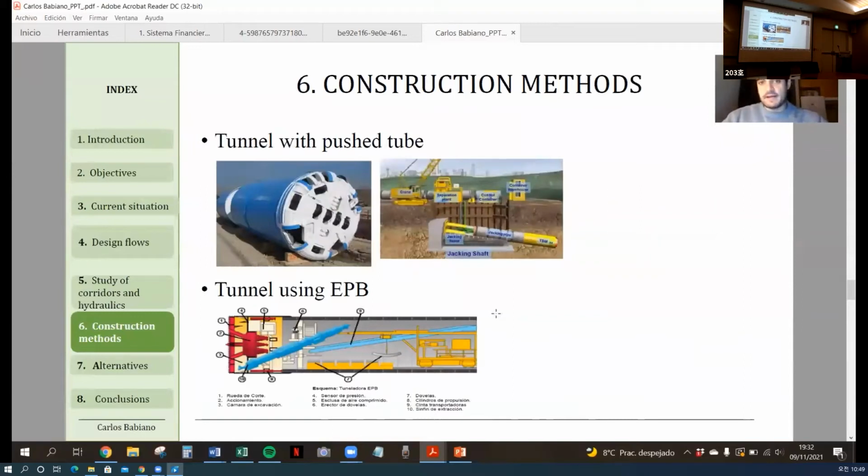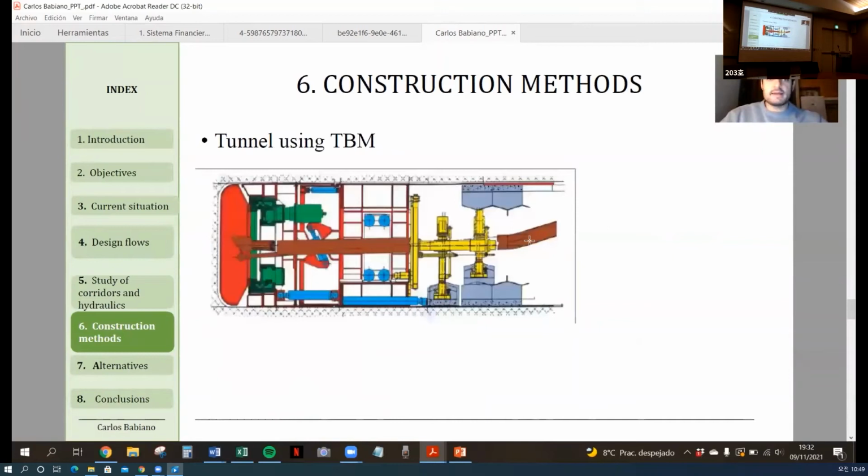And then the construction methods. Well, we have different methods. The first one is the tunnel with push tube. So we can see here the scheme and the different sketches. The second one is the tunnel using EPB. And then the third one is the tunnel using TBM. Well, there are a lot of factors that determine that. But the main one, when we have that technology and knowing that who has to pay that is the government, probably the most important point is not the technology, sadly. Probably it is the money that the government wants to pay for that.